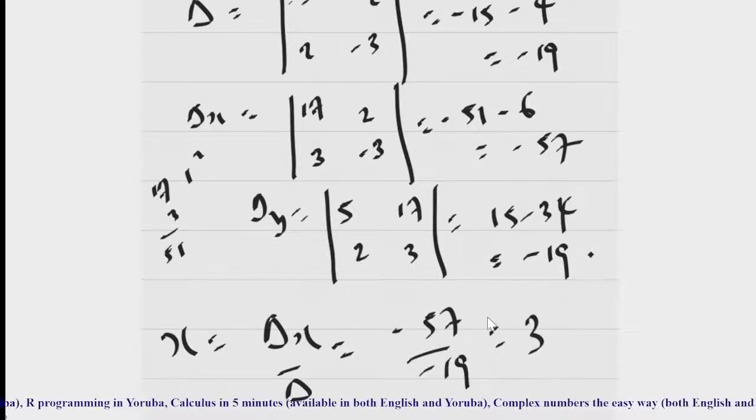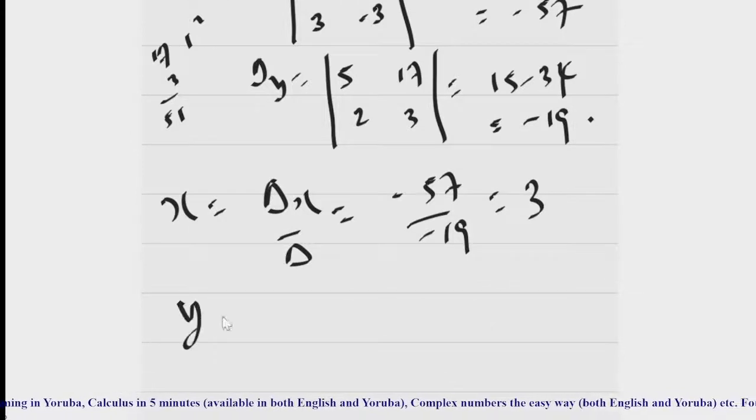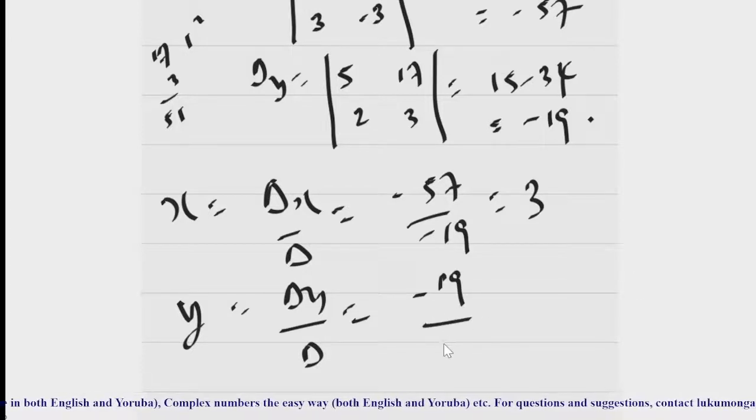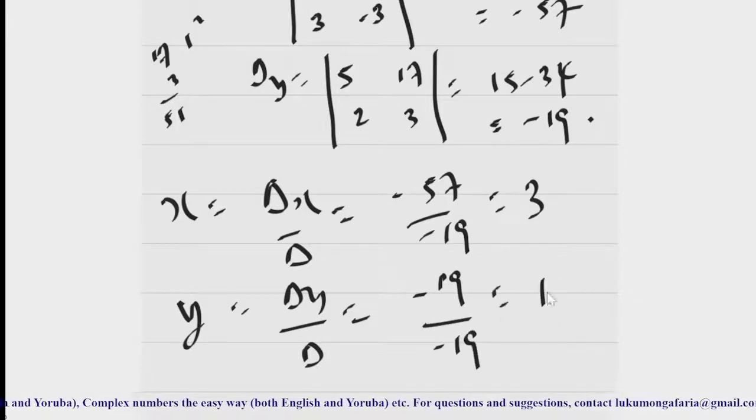That will give me 3. So your y will also be what? dy over d. So dy over d, that's going to give me minus 19, and my d is also minus 19, which is equal to 1. You can use it, it's very simple.